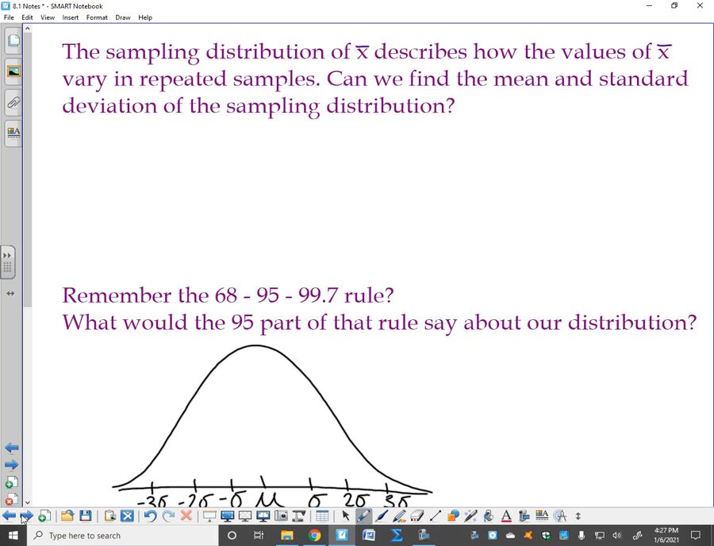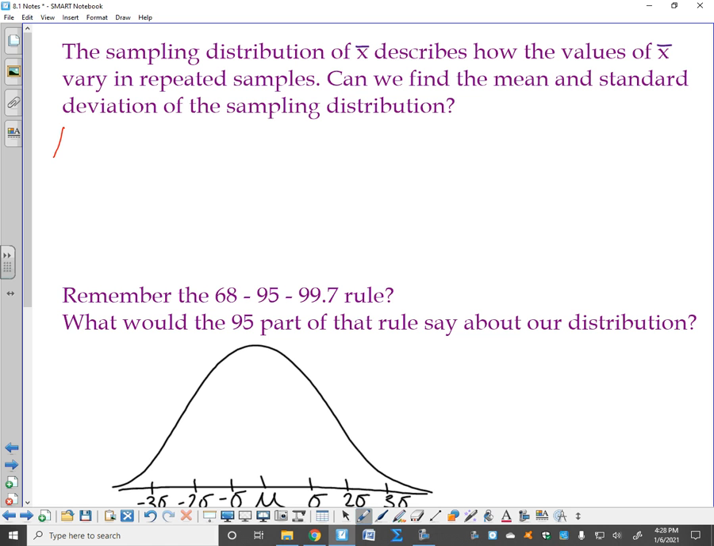The sampling distribution of X bar describes how the values of X bar vary in repeated samples. That part's important. I'm going to say that one more time. The repeated part is really important. The sampling distribution, many, many, many samples of X bar, describes how the values of X bar vary in repeated samples. Can we find the mean and the standard deviation of the sampling distribution?